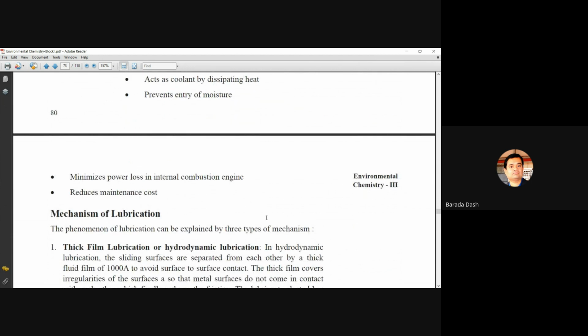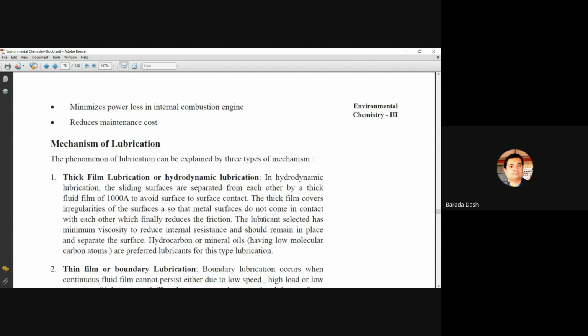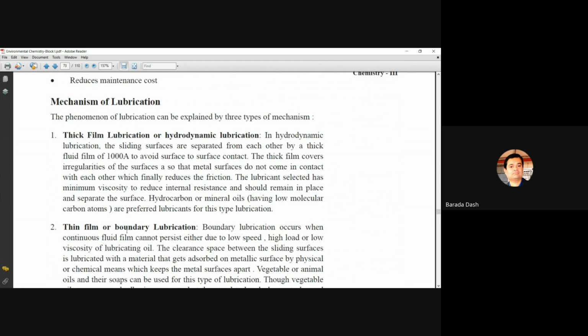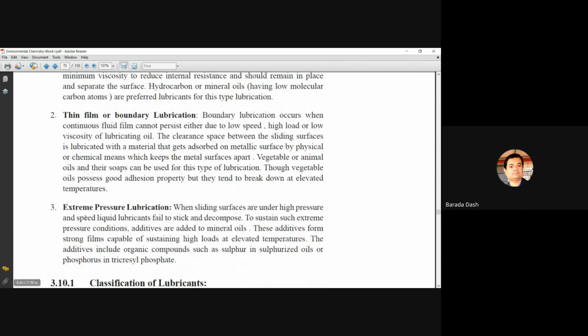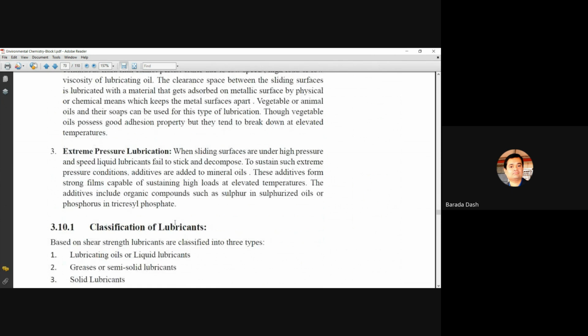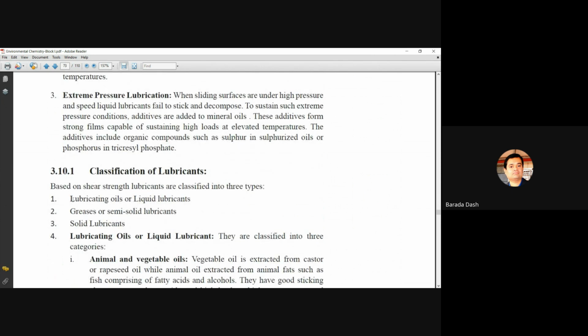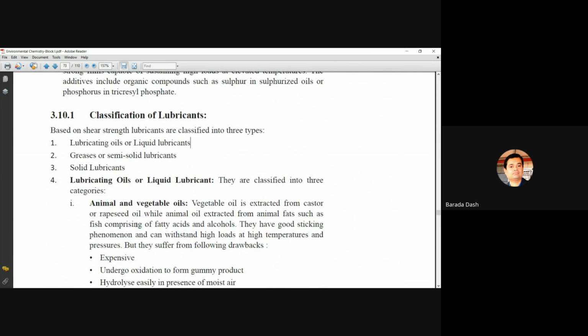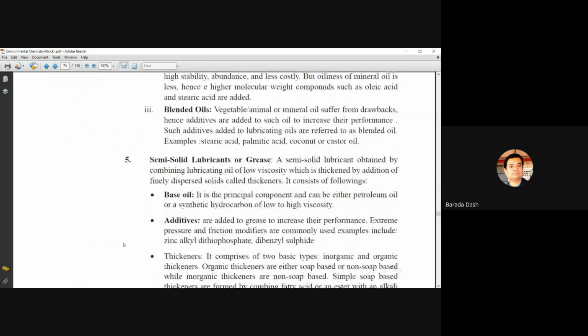What is the mechanism of lubrication? Thick film or hydrodynamic lubrication, thin film or boundary lubrication, extreme pressure lubrication. Classification of lubricants: lubricating oils or liquid lubricants, greases or semi-solid lubricants, solid lubricants. So there are different types: lubricating oils, grease, solid lubricants. Okay, so you go through them.